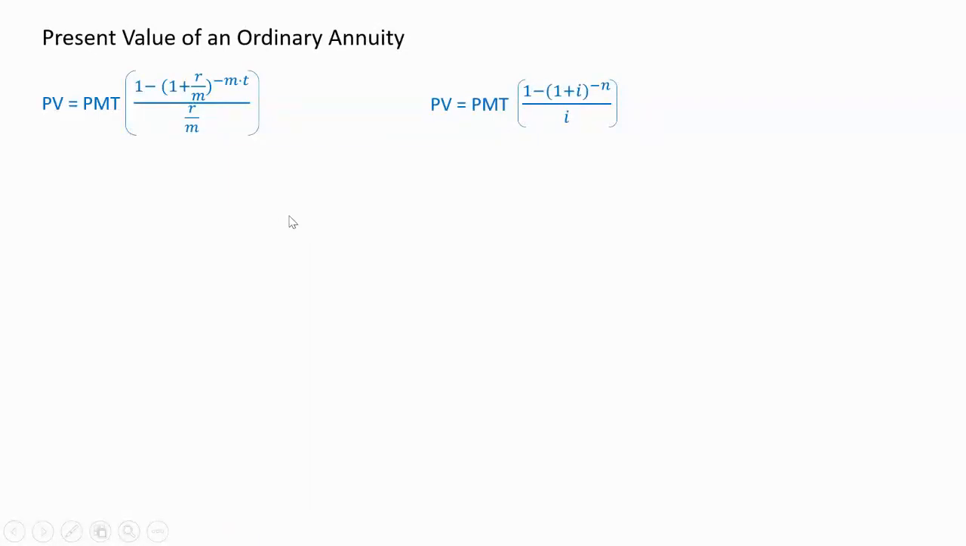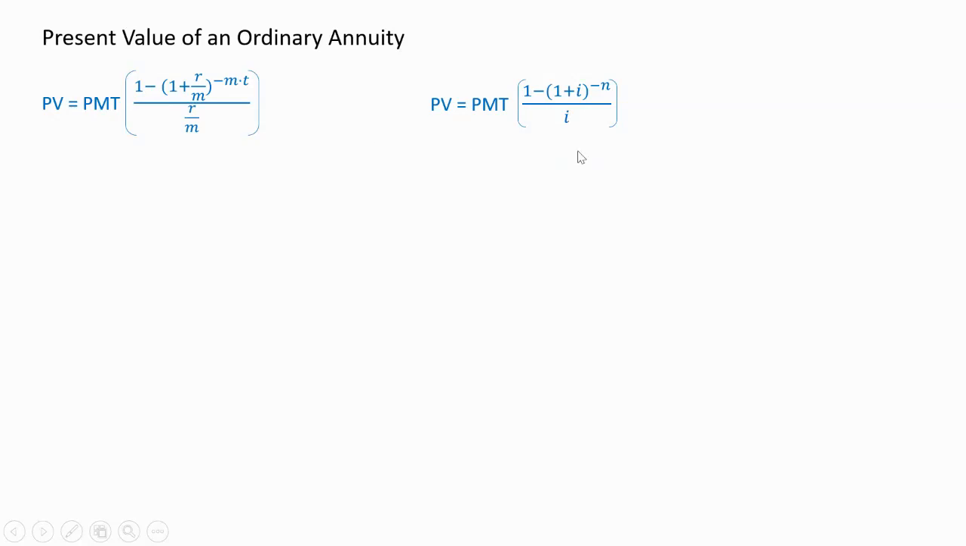Okay, let me continue then. Now comes present value of an ordinary annuity. This is a different formula now. The ones that we did earlier, on the last slide, were called future value of an ordinary annuity. Now they're called present value.